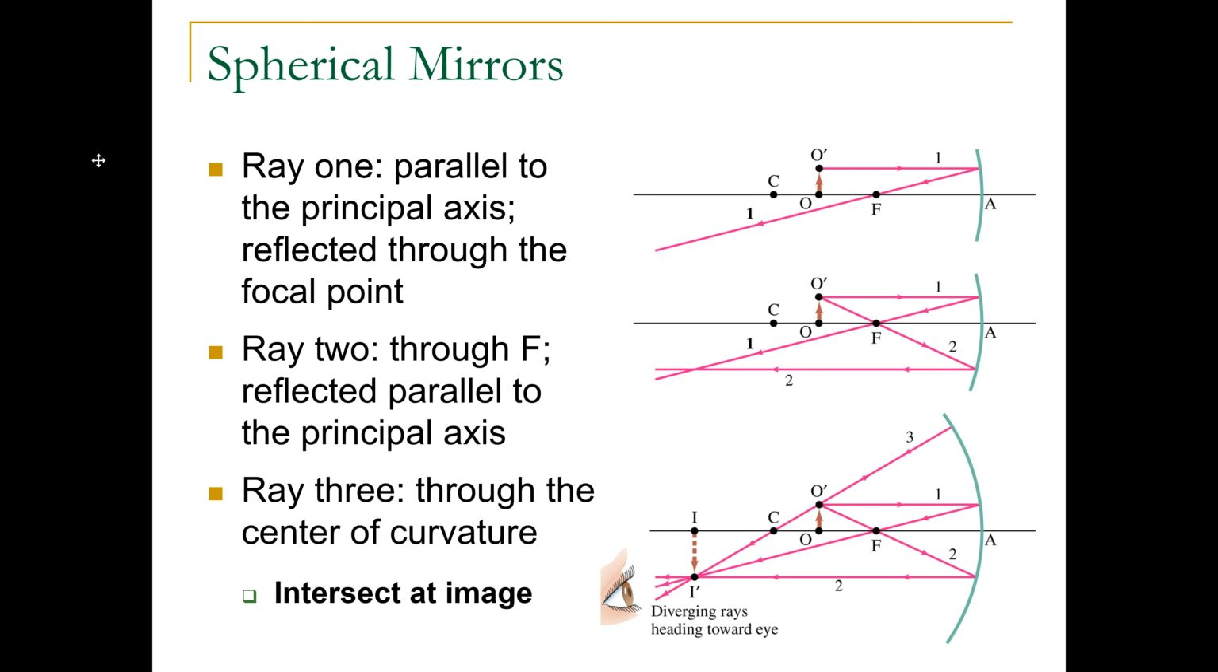So I mentioned before the object is drawn as an arrow that starts on our principal axis. Here it's position O, and the tip of our object arrow is O prime. Our image starts on the principal axis as well, here, point I, and the image arrow tip is where those lines intersect, I prime here.